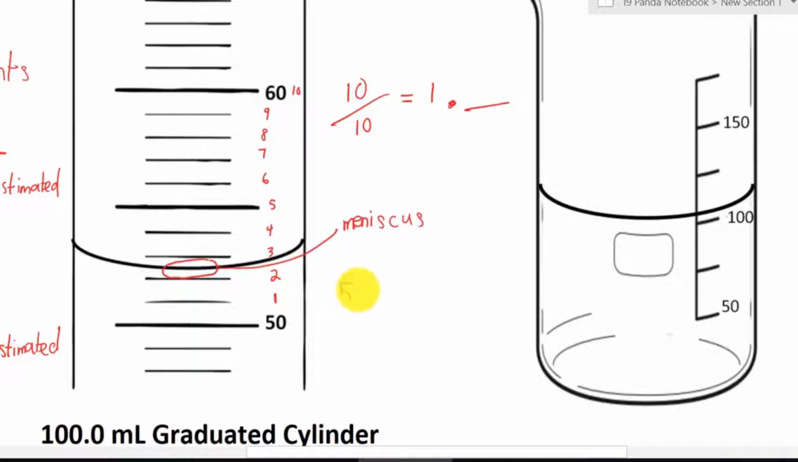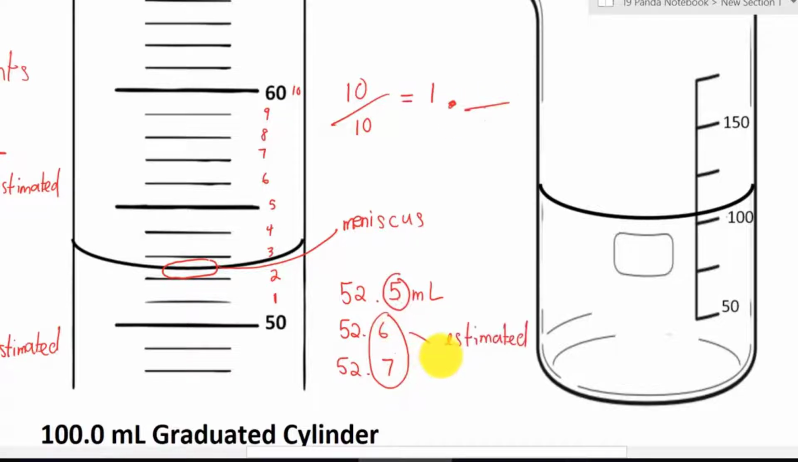For sure we know it's going to be 52 point, it's going to be 0.5. This is my estimate. It can be 52.6, 52.7. All these are correct because the last digit is estimated.